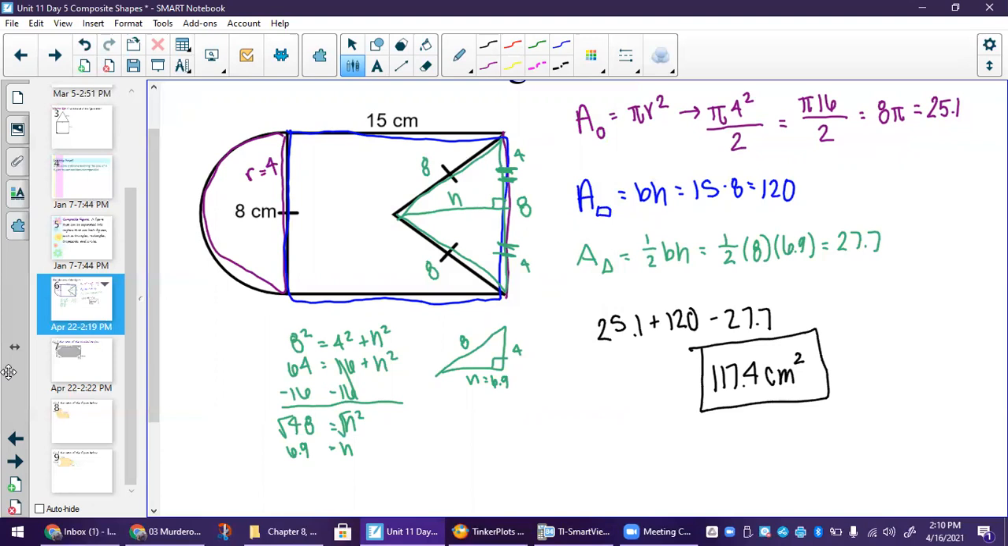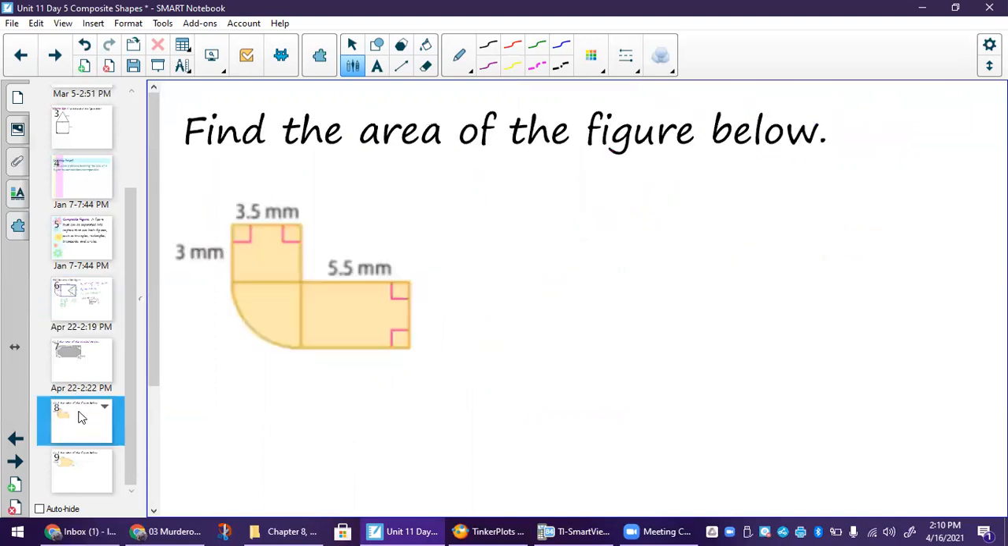All right, so kind of a lot of work to go into one problem, but you have all the tools to do this. Let's look at another example here. Find the area of the figure below. Again, the first thing we have to decide is how to break it up. This one's kind of nice because it's already pretty broken up. We know we have 3 distinct shapes here that we are going to find the area of. We have a rectangle here, another rectangle here, and then here we have a quarter circle.